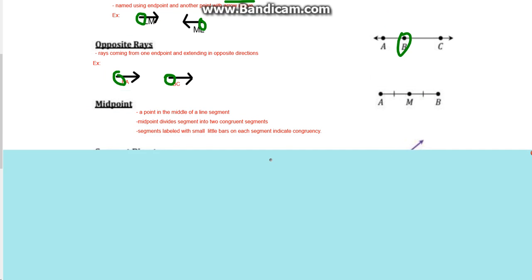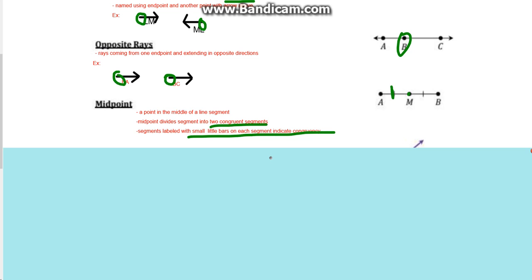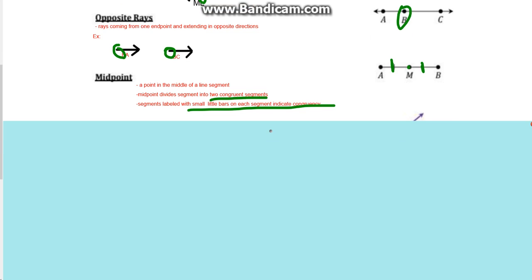Midpoint, a point in the middle of a line segment, right here. Midpoint divides a segment into 2 congruent segments. Segments labeled with small little bars on each segment indicate congruency. So this 2 that you see here means that those 2 are of equal measure. That's basically what a midpoint is. It divides the segment in half.